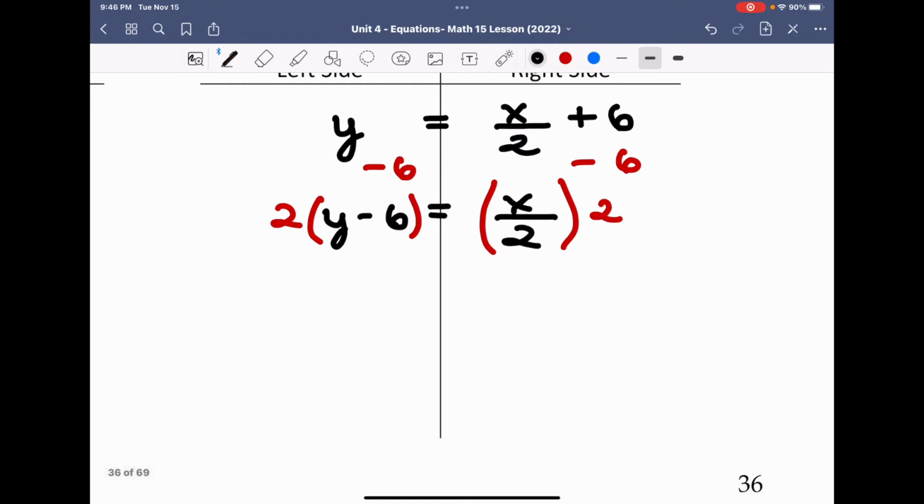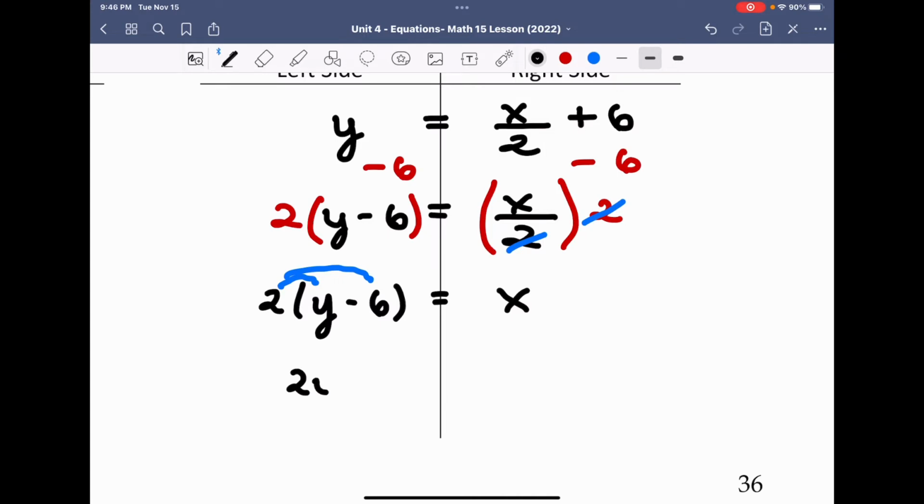So in my next line, I have 2 times y minus 6 is equal to x. I know the 2s go away because it was multiplication and division happening in one step. Those are opposite operations. The last thing I would do here is expand the 2 into the brackets. This becomes 2y minus 2 times negative 6, which is 12, is equal to x. There we go.